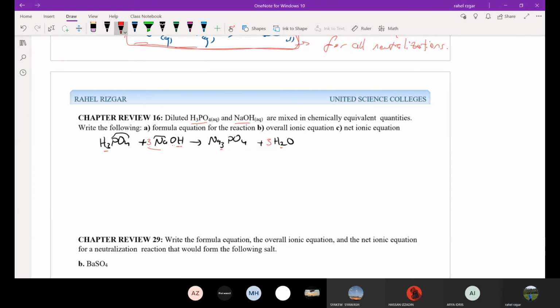Now, what happens when you separate them? So these are all aqueous, of course, because they are diluted solution. But what about this salt? It contains Na, so it is soluble. It is aqueous. H2O is liquid. If they get separated, how many hydrogens do we have here? 3 hydrogens. And PO4. These are Na and OH.